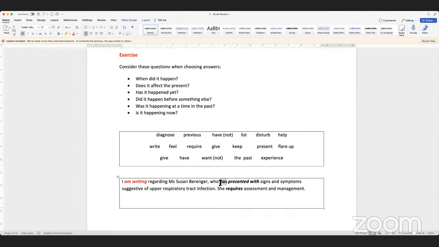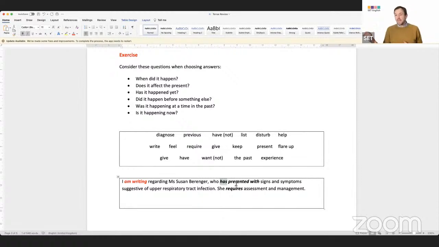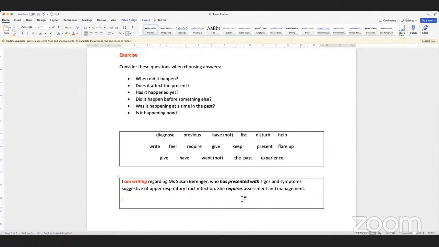It has been. We don't need "been", that would be in the passive. We're going to start doing passive next week, so we don't need the passive. It's just "who has presented". Was it "present"?